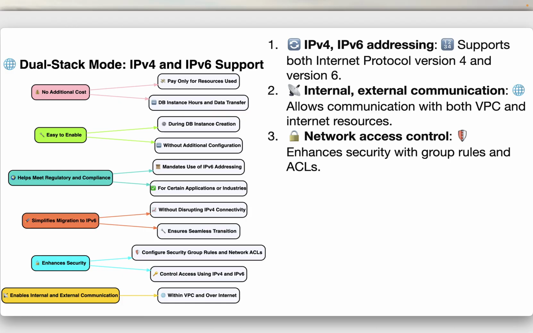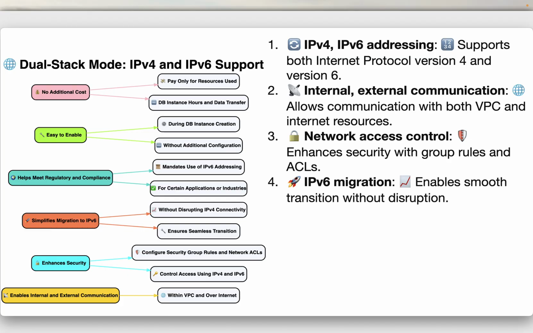Third, enhances security with network access control. So dual stack mode allows you to configure security group rules and network ACLs to control access to your RDS instances using both IPv4 and IPv6. Fourth, simplifies migration to IPv6. By enabling dual stack mode, you can smoothly migrate your applications to IPv6 without disrupting the existing IPv4 connectivity.